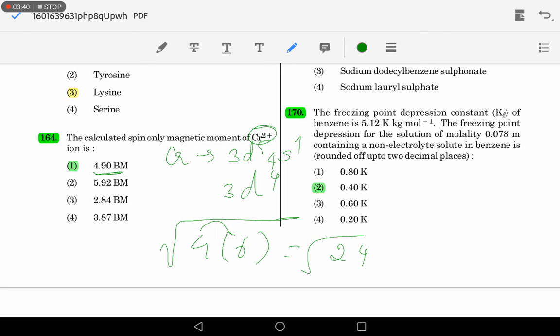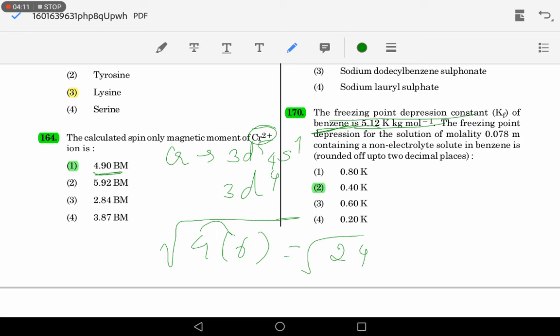Which is 4.9. And this question, the freezing point depression constant of benzene is 5.12 Kelvin kg per mole. You also have to be confident about the solvent that is involved. Kf is meant for the solvent. Supposing solute and solvent both are given and Kf values of both of them are given, you have to go for the Kf value of the solvent, not for the solute.